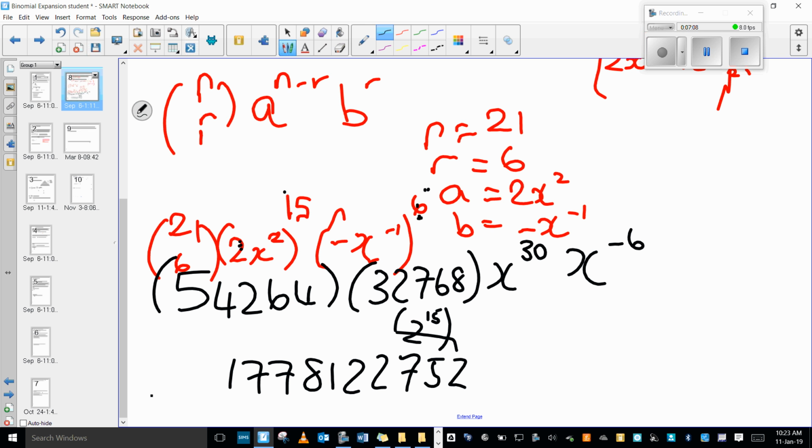30 minus 6. Yeah, so essentially we're adding these two powers, yes? Or in other words, just 30 take away 6. So that will be x to the power of 24.